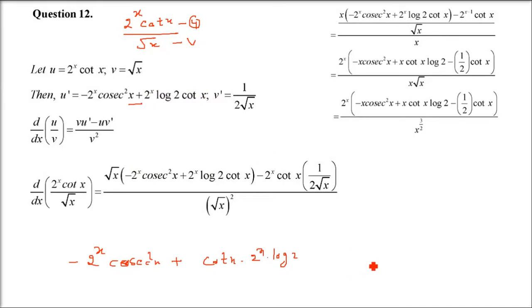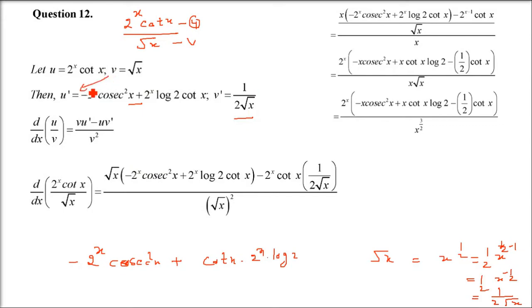And what about v dash? What is root x? It's basically x raised half. So it's x raised half. So this will be half x raised half minus 1. This will be half x raised minus half. Now you can take x in the denominator, 1 by 2 root x. This is your v dash.